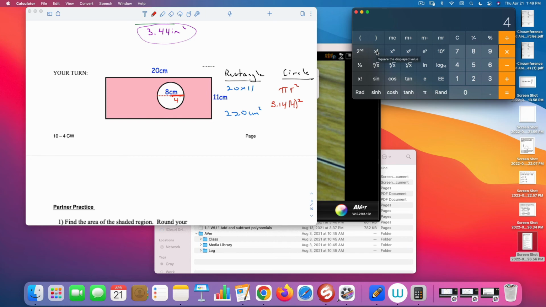3.14 times 4 squared. Alec, are you doing this in your calculator? Plug it in, you're not going to get better if you're not actively doing it. 3.14 times 4 squared. Daniel, what's the area of the circle? You guys have to be actively putting these in your calculator. I'm not going to be going around behind you on your test.